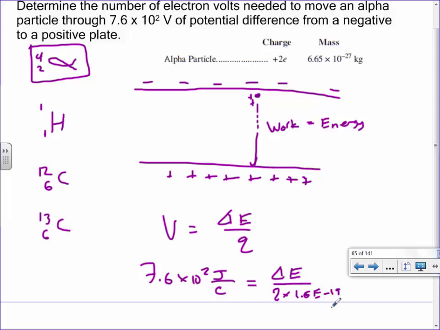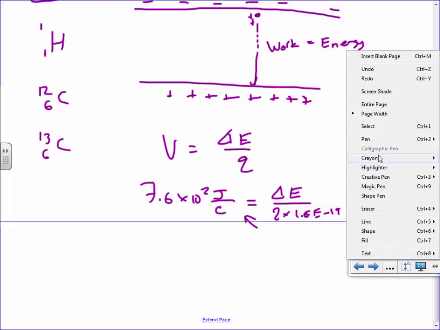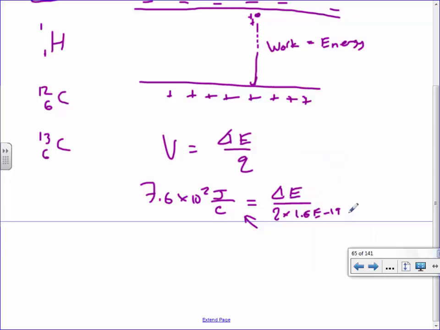2 times that value. That makes sense? So when you multiply this up over here, oh, hang on, that's the right unit though. That is not a joule here, that's a coulomb. One electron has a charge of 1.6 times 10 to the minus 19 coulombs. You have 2 of them. You have that number right? Yeah.